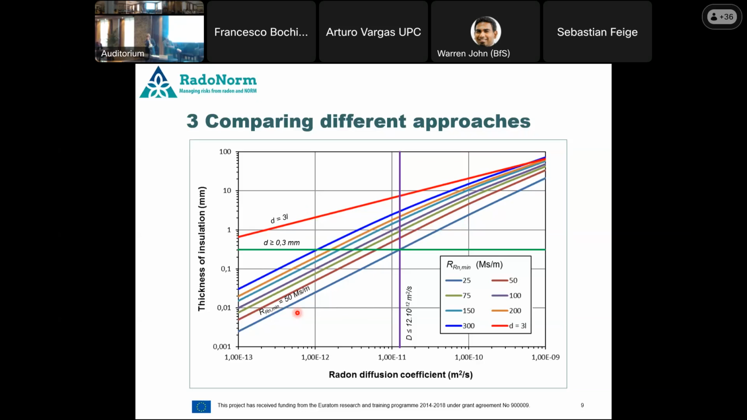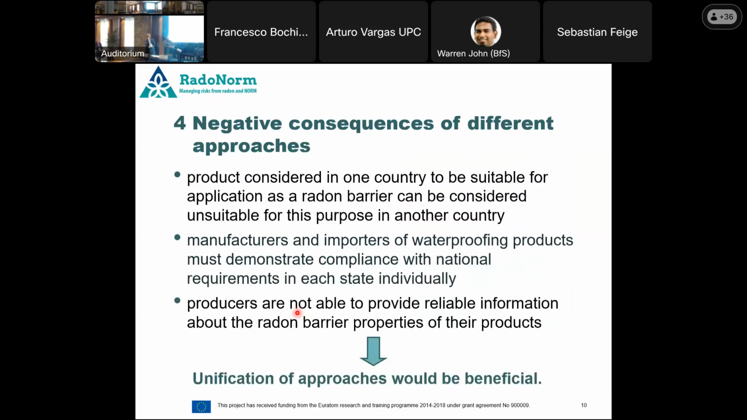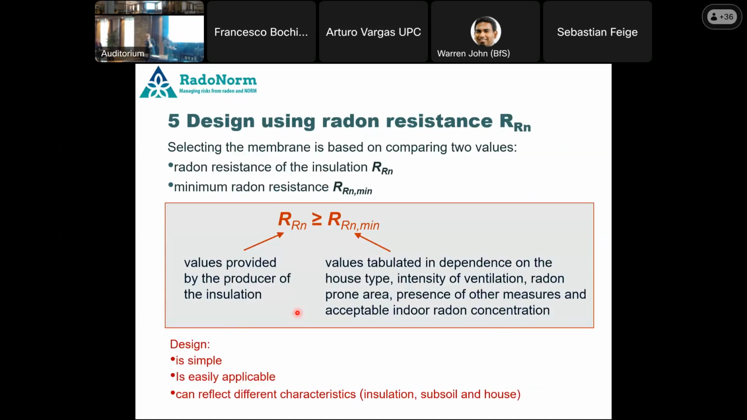So the result is that in different countries, one product can be considered a barrier material, and in another country a material that is not suitable or not applicable as a radon barrier material. So it's a complication for the producers and the suppliers of waterproofing products, because in fact they cannot state some requirements in their technical data sheets. So I think that the unification of the approaches would be beneficial.